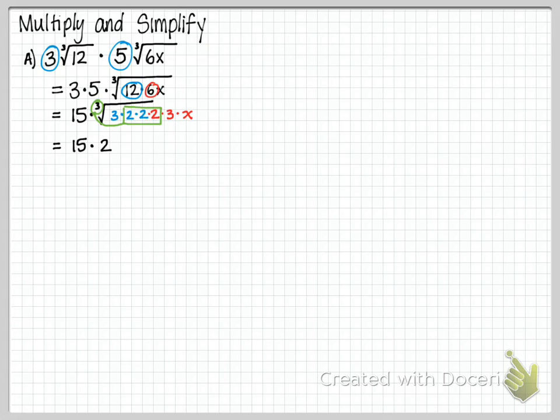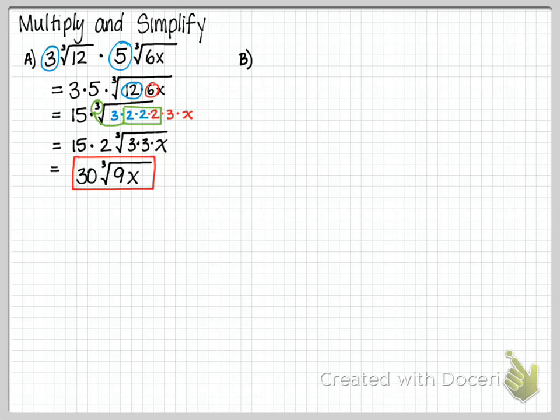So I'm going to have 15 times 2. But what's left behind is, when I don't have groups of 3, anything to the power 3 that is still there. Well, I still have that 3 times x. So that's what's left in the radical. And simplifying that out, I get 30 times the cube root of 9x. And that's the final answer.